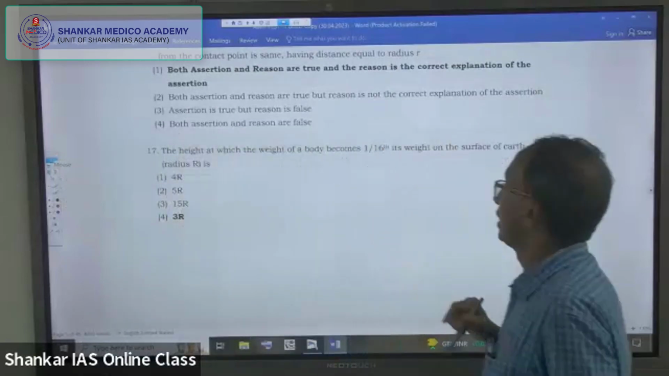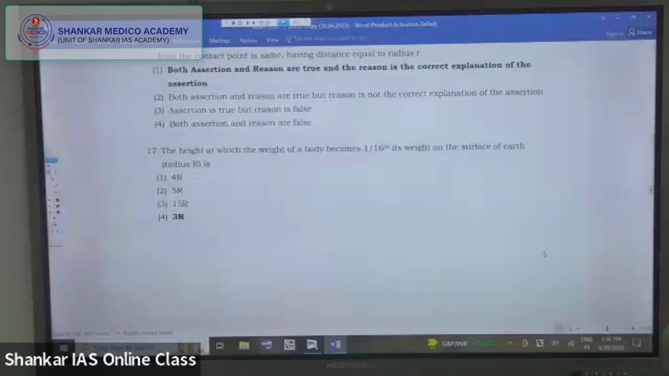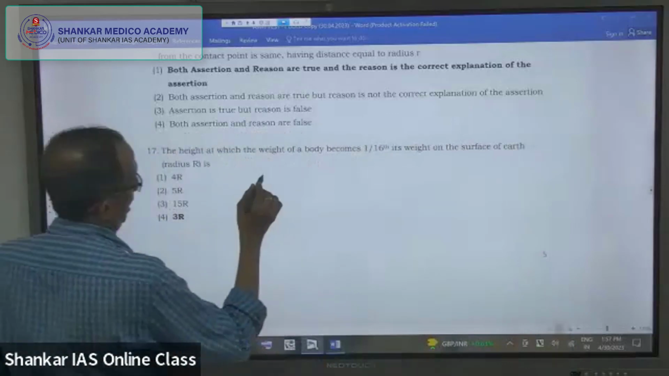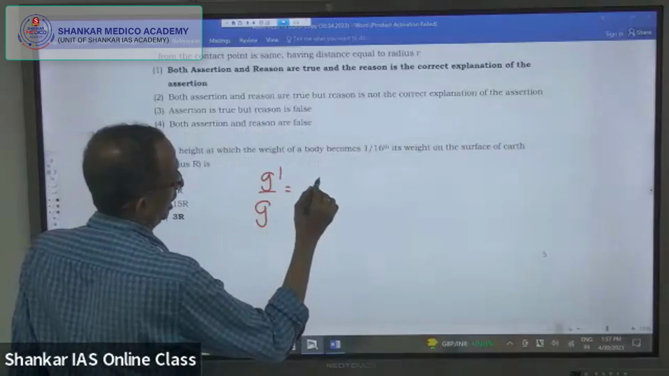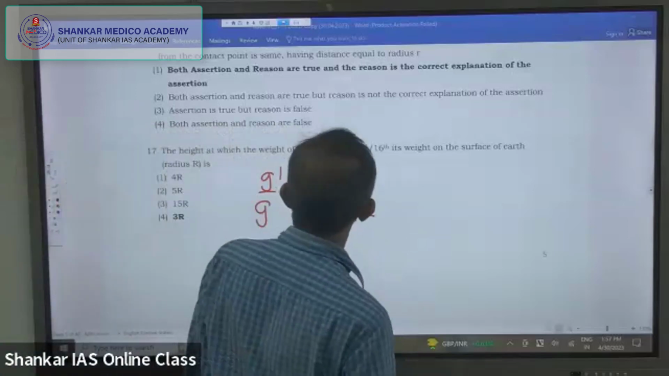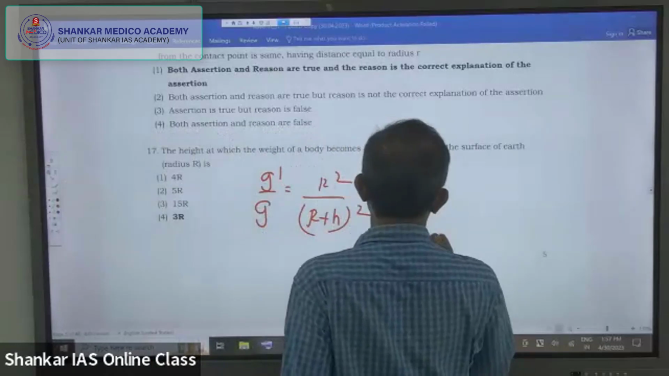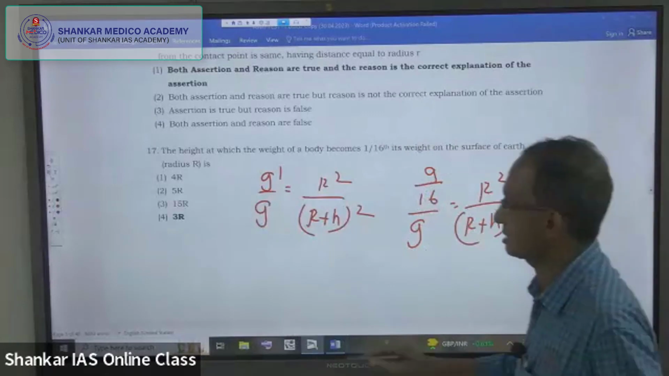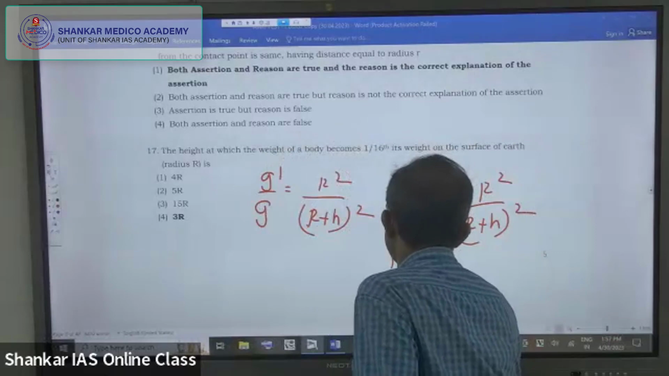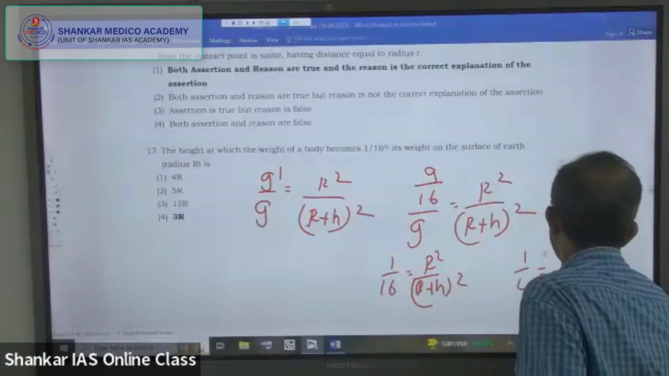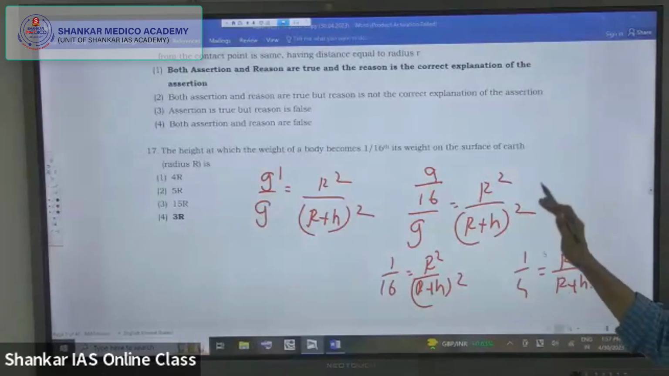Question number 17. The height at which the weight of a body becomes 1 by 16th of its weight on the surface of the earth. 3R. How many got the answer? Nobody is getting that. Okay, here the relation is g dash by g equals R squared by R plus h the whole squared. g dash can be written as g by 16. So g by 16 by g equals R squared by R plus h the whole squared. Simplify. One more step I will show you: 1 by 16 equals R squared by R plus h the whole squared, or we can write 1 by 4 equals R by R plus h. Remaining steps you solve. Please write down these steps.